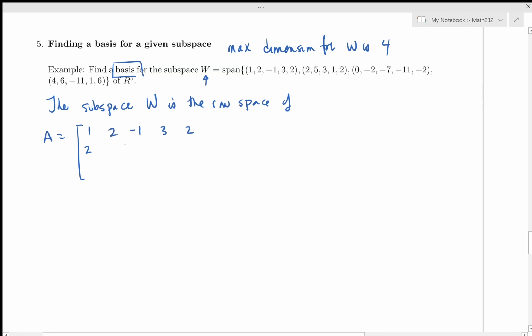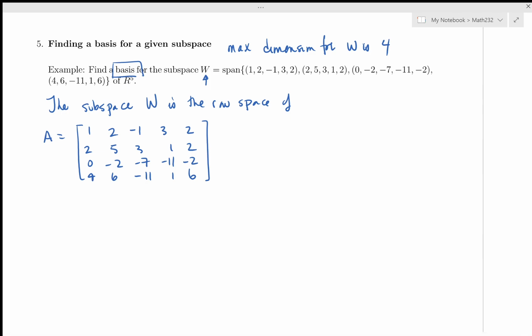Okay, 5, 3, 1, 2, 0, minus 2, minus 7, minus 11, minus 2, 4, 6. Looks a little bit painful, I admit. So here the subspace W has just been recast as the row space of this matrix A. Now I'm going to do a whole bunch of row operations, which I used the computer to do, and I'm going to make a row equivalent matrix. Here it is.